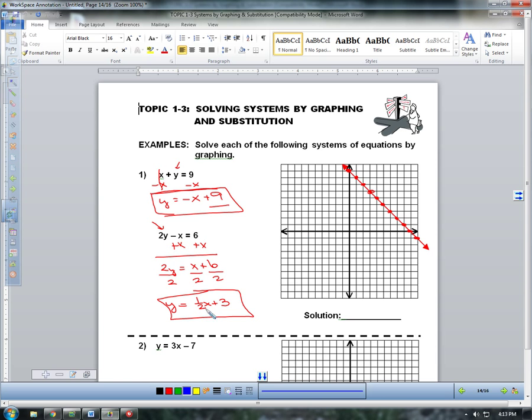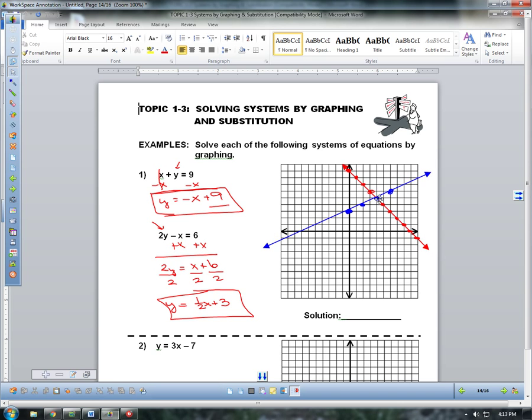And the next one is 1/2 x plus 3. So here's 3. We're going to go up 1 over 2. Up 1 over 2. Up 1 over 2. And we're going to cross that. I missed, but I'm going to fix it.